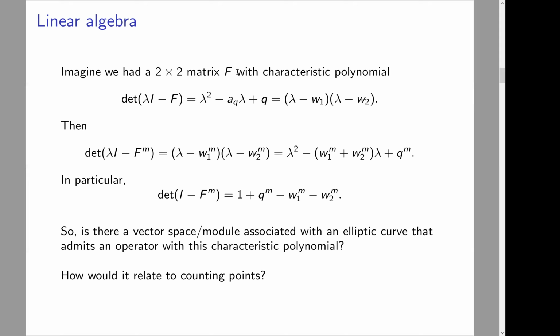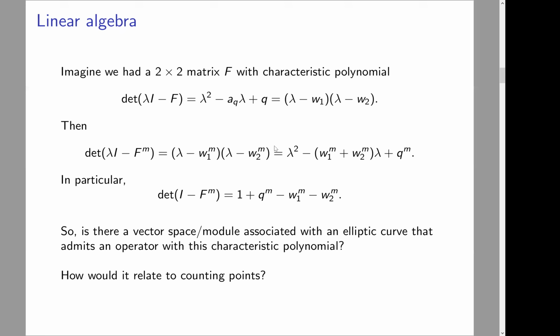What would happen if we looked at the characteristic polynomial of the mth power of that matrix? What would happen is, well, I raise it to the mth power, so the eigenvalues are just raised to the mth power. I'm just applying them m times. So the characteristic polynomial of the mth power is just the product of these two linear factors, lambda minus w1 to the m, lambda minus w2 to the m. Expanding that out into a quadratic, we get lambda squared minus w1 to the m plus w2 to the m times lambda plus q to the m.